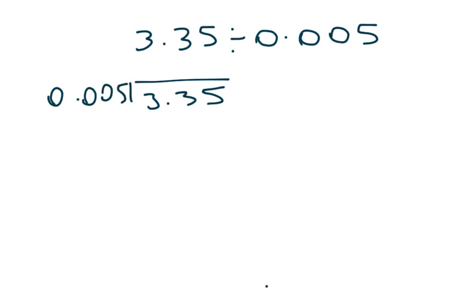So if we were writing it as a traditional division sum, we would have 3.35 divided by 0.005. And that just looks really confusing and messy. And what do I do and where do I start?